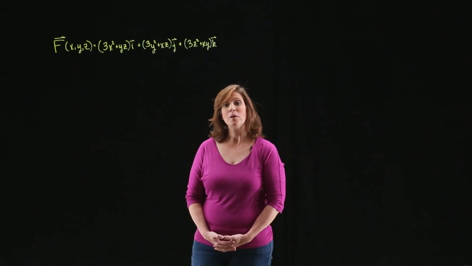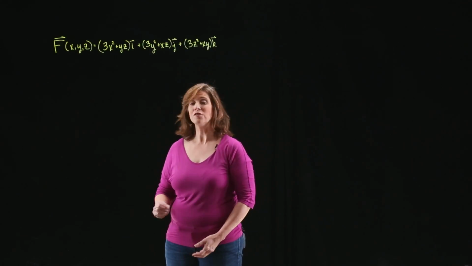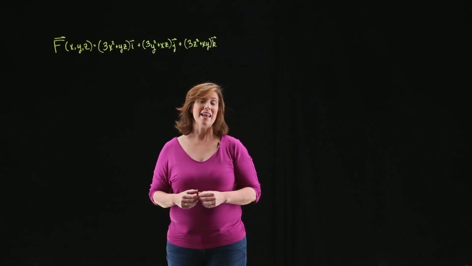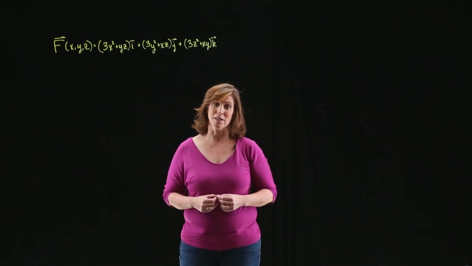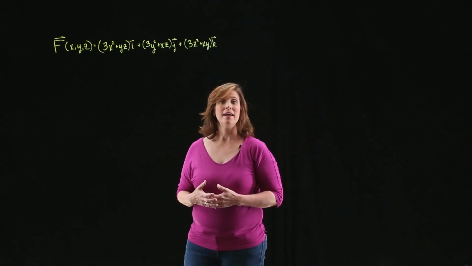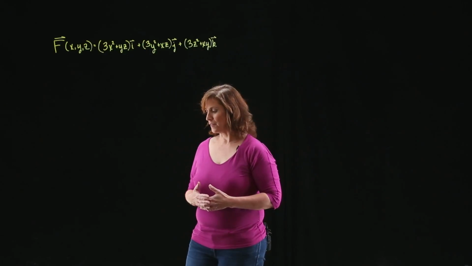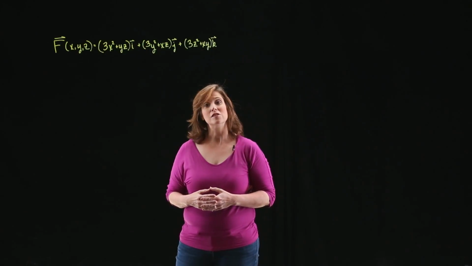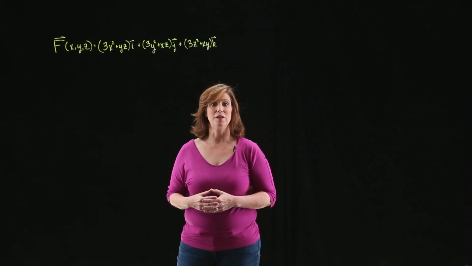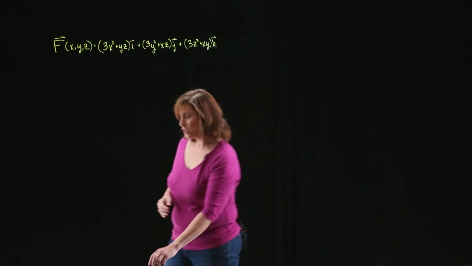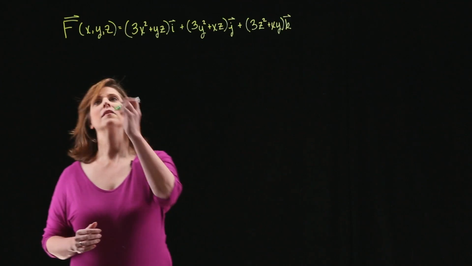Hi everyone, I'm Cheryl. In this problem, we'd like to determine whether or not our vector field is conservative. And if it is, we're going to find the potential function. So let's begin by looking at whether or not it's conservative. We know that a vector field is conservative if the curl of that vector field is the zero vector. So we'll begin by looking at the curl.